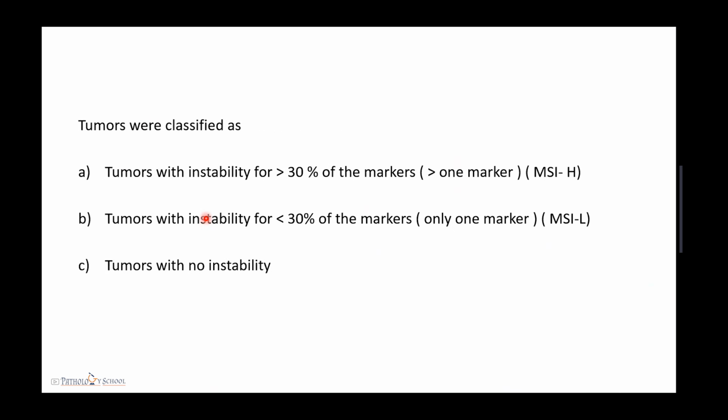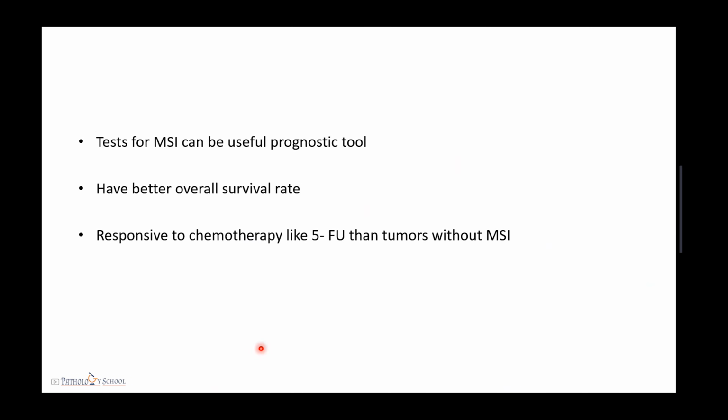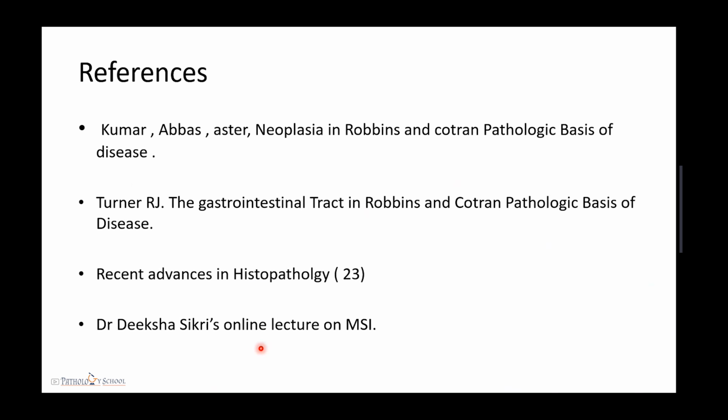Tumors with instability in more than 30% of the markers, which is more than one marker, are classified as MSI-H. Tumors with instability in less than 30% of the markers, which means only one marker, are MSI-L, and then there are tumors with no instability. Now, tests for MSI can be a useful prognostic tool. They have better overall survival rate and are more responsive to chemotherapy like 5-fluorouracil than tumors without MSI. These are my references.